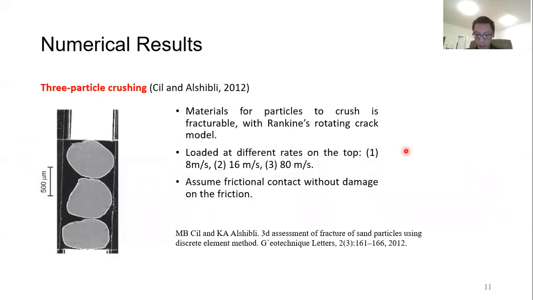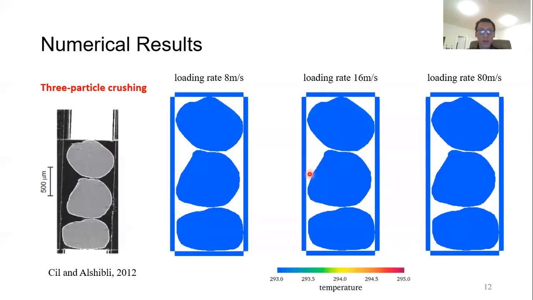The last numerical example replicates a laterally confined 3-particle crushing experiment conducted by Sylvia and Ashley. We assume the material for the particles is fracturable. And we load from the top with different loading rates. One is 8 meters per second, another one is 16 meters per second. The last one is 80 meters per second.